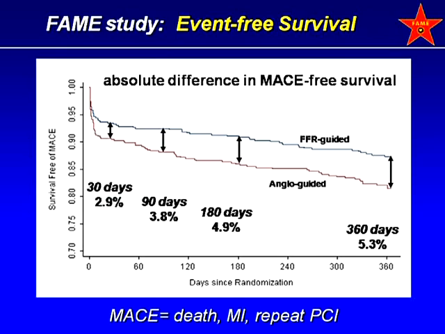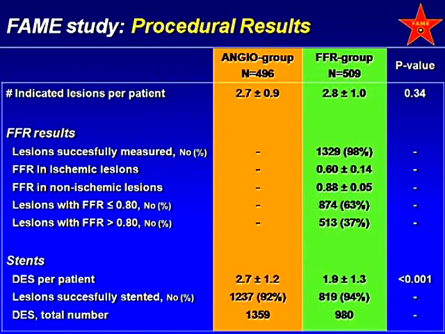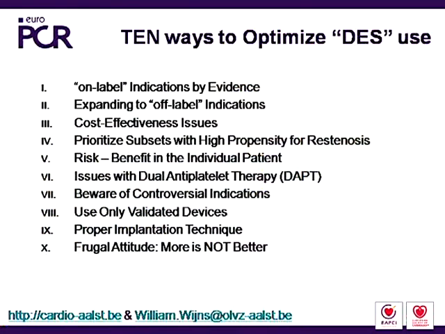Just one short point. The outcome was better in physiology, ischemia-driven intervention, than with anatomy-driven intervention at 1 year, at 2 years, and it was consistent for all the components of the endpoint. The key point here is that these better results were obtained with fewer stents, because in the FFR group, patients received on average 1.9 devices instead of 2.7. So more is not better.